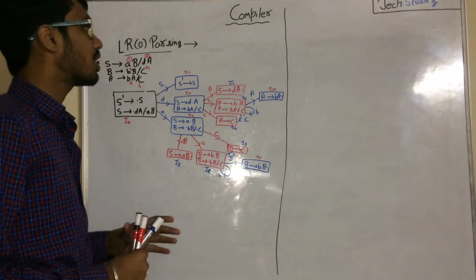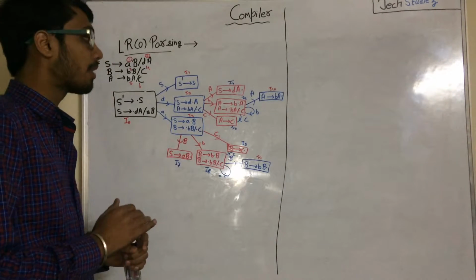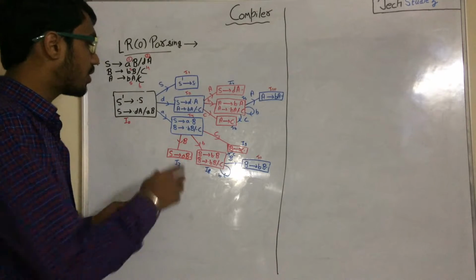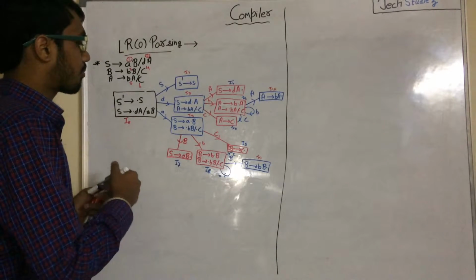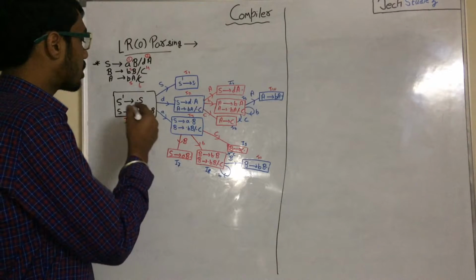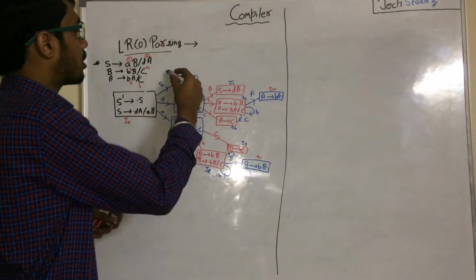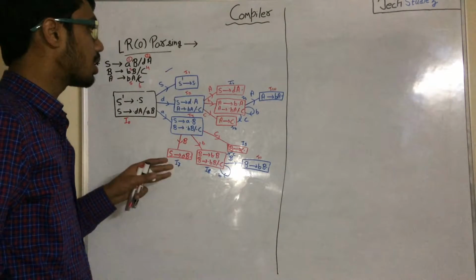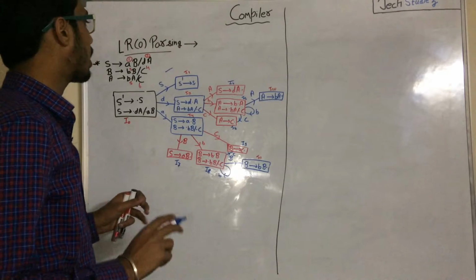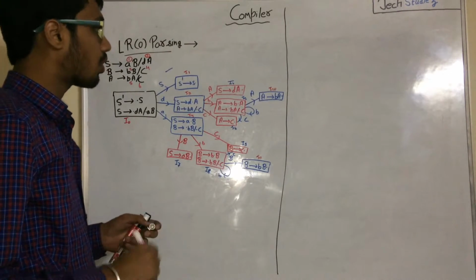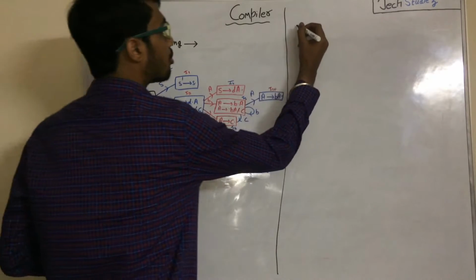Today we will study LR0 parsing. This is the example, and we have drawn the canonical collection of this. Now we have to draw the LR0 parsing table. So what are the steps in making an LR0 parsing table?